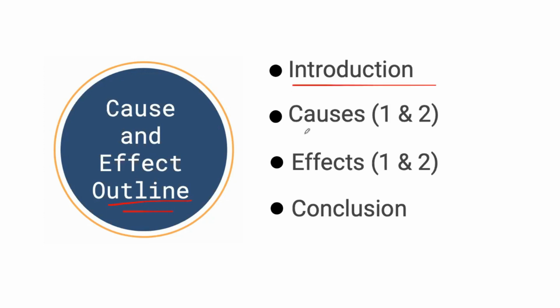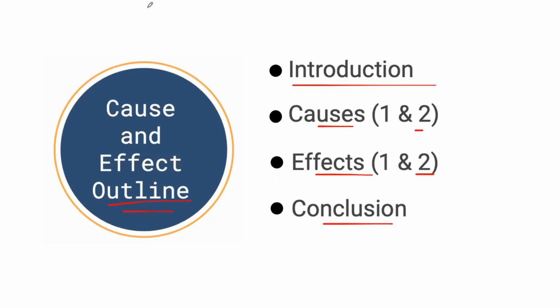First, you'll want to start with an introduction. Then you'll want to give 2 causes and 2 effects. We're going to separate them. So we see cause 1 and cause 2, effect 1 and effect 2, and then we're going to close with a conclusion. So it's quite simple. We've got 4 different points, 2 causes, 2 effects.